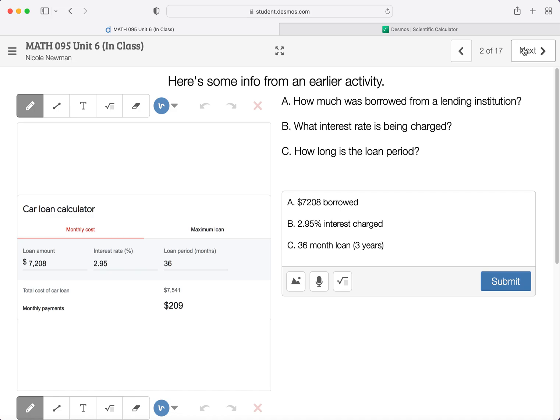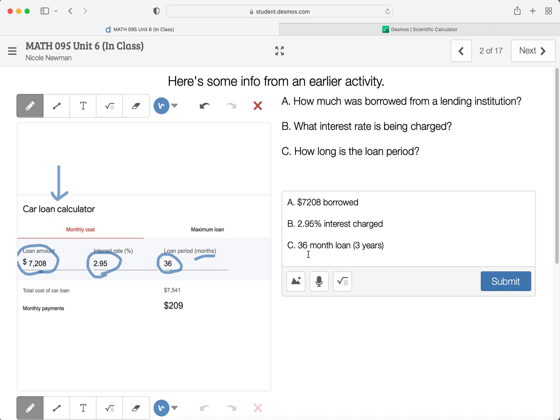Here's some info from an earlier activity. I wanted us to just kind of examine the information from an online loan payment calculator. This is about a car loan. The amount that was borrowed from the lending institution is this loan amount right here, $7,208. The interest rate is 2.95%. And the loan period here is listed as months, so 36 months or 3 years.